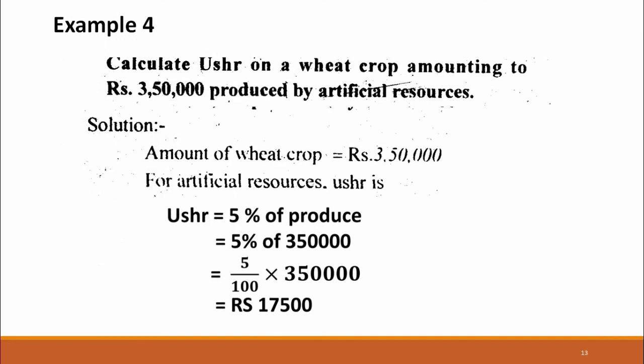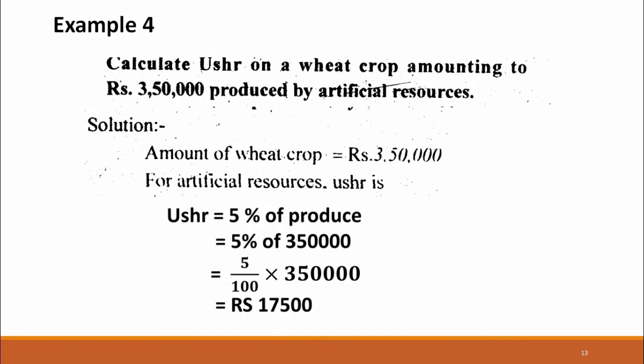Now the next problem: calculate Ushr on a wheat crop amounting to 3,50,000 rupees produced by artificial resources. The previous example and this example are very simple and the same, but the total amount is changed. In the previous problem, the land was irrigated by artificial sources, and the total amount was 1,50,000. But now the total amount is 3,50,000. So what will be the amount of Ushr?